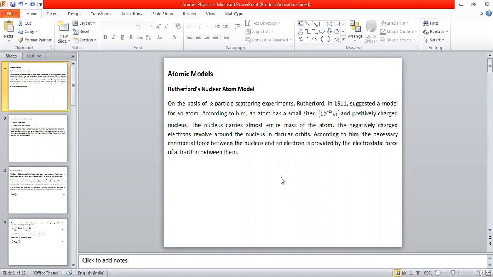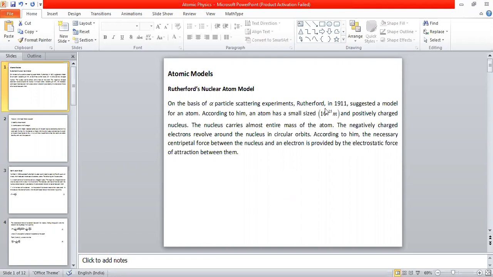Okay, so why is it a massive part? I repeat once again, according to him, most of the mass is concentrated in the nucleus, so that's why it is a massive part. And as the nucleus is positively charged, according to him, all the positive charges are concentrated in the nucleus. And not only that, the nucleus is very small in size.